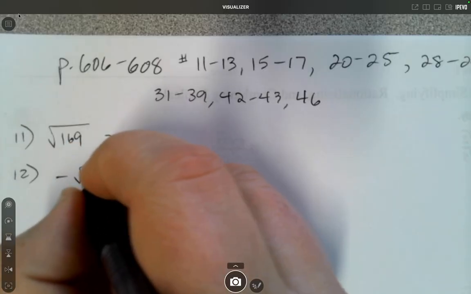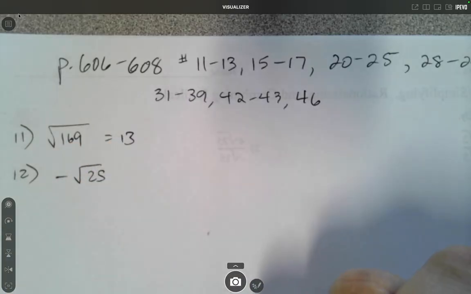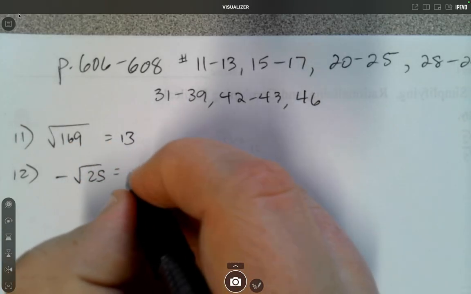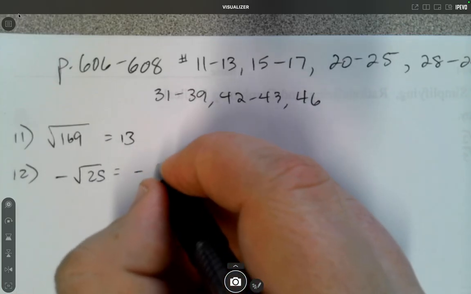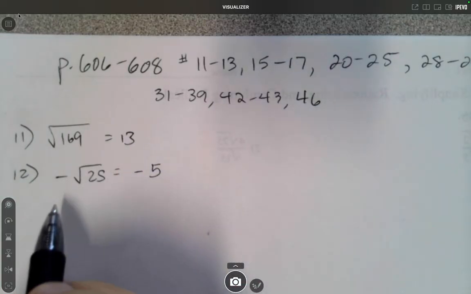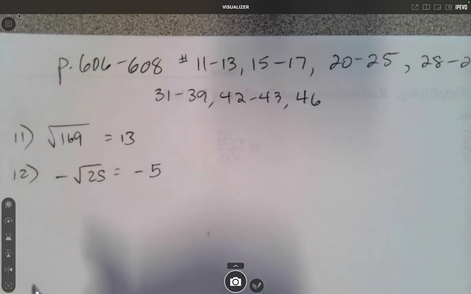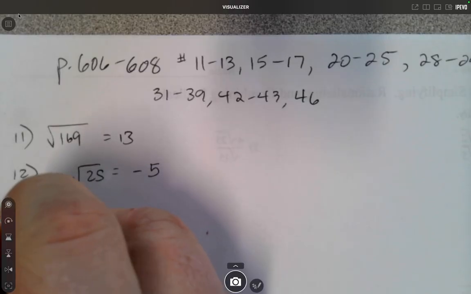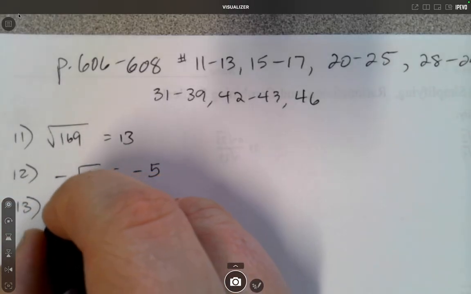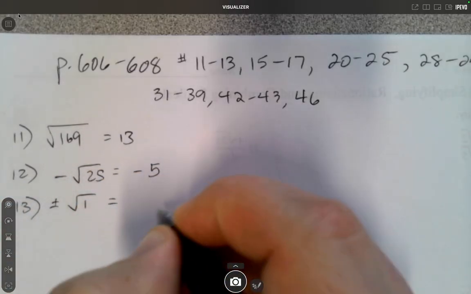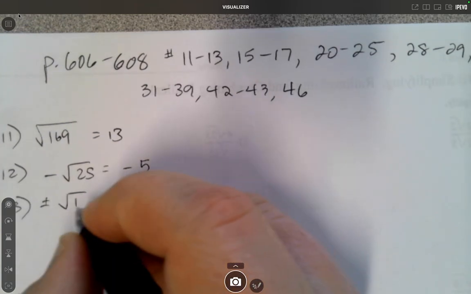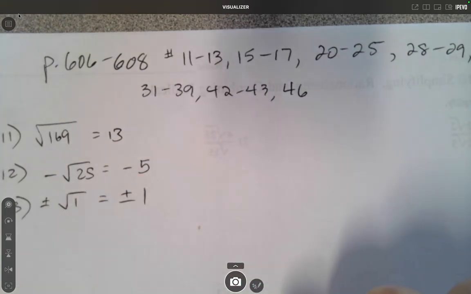We do negative square root of 25. So the negative sign just stays, and the square root of 25 is 5. So just a reminder, negatives outside the square root are fine. If you had a negative inside the square root, you'd have no solution. Okay, 13, we have plus or minus the square root of 1. So you just keep the plus or minus, and the square root of 1 is 1.